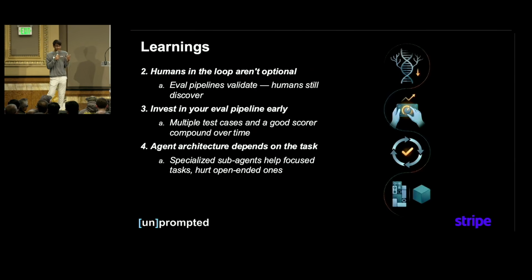Another learning we had is that agent architecture really depends on the task. We saw that a multi-step child agent architecture worked great for the threat modeling agent, but for the security routing agent, a more simplistic, undetermined structure really worked. There's not really a one-size-fits-all here.